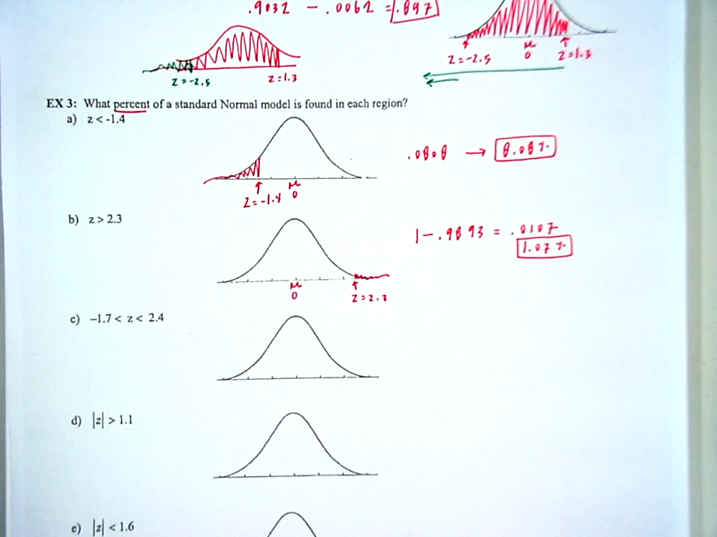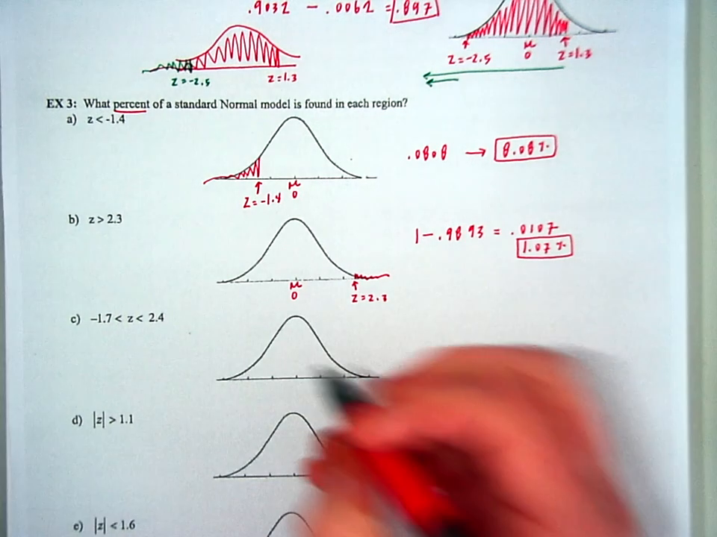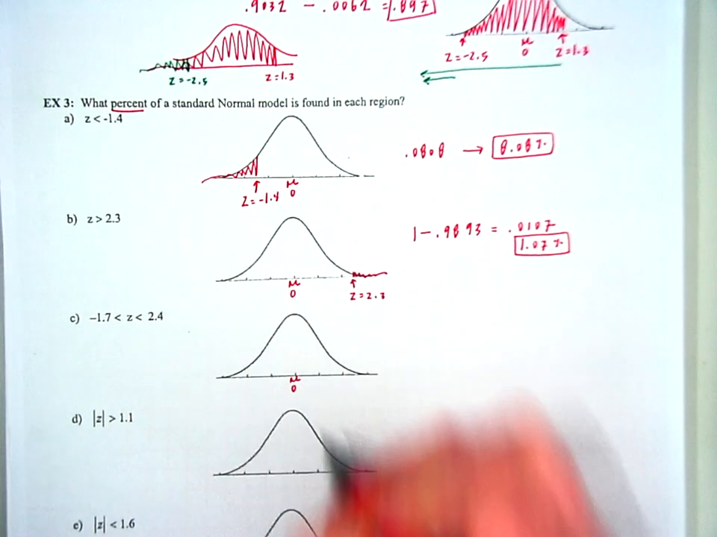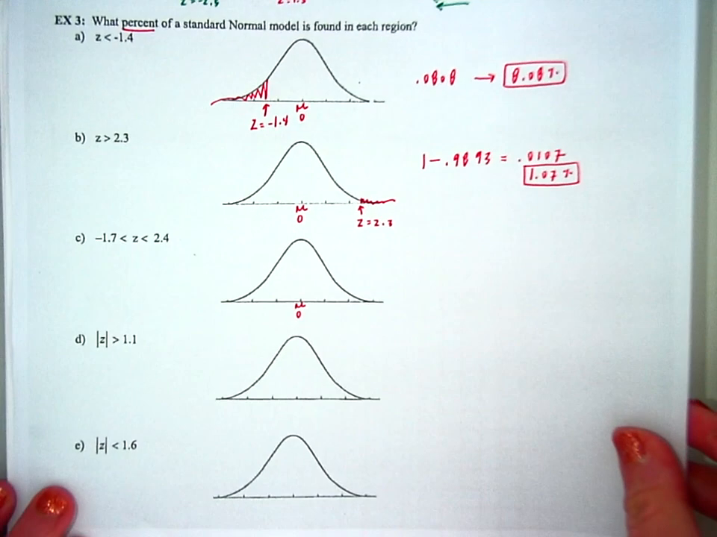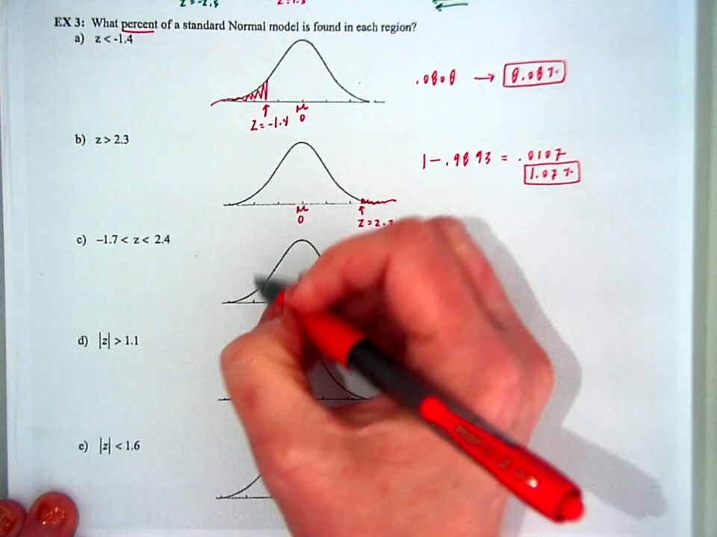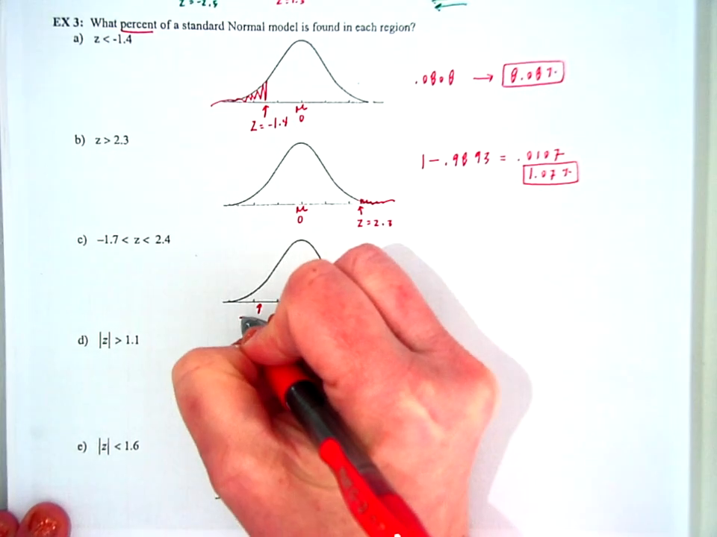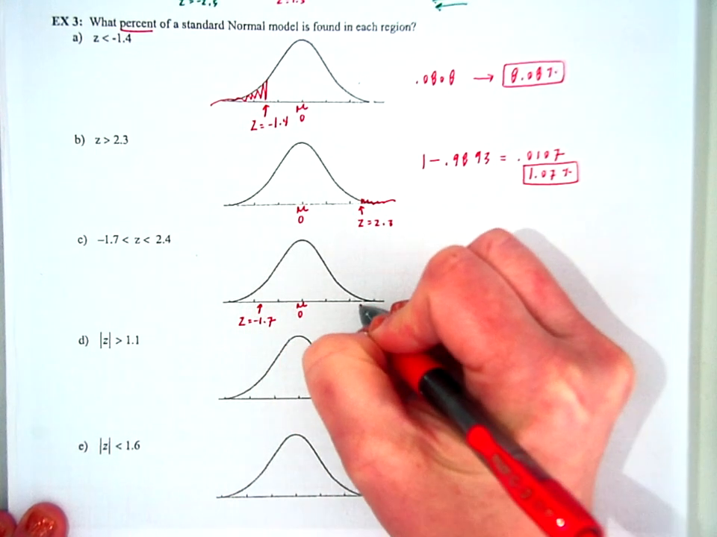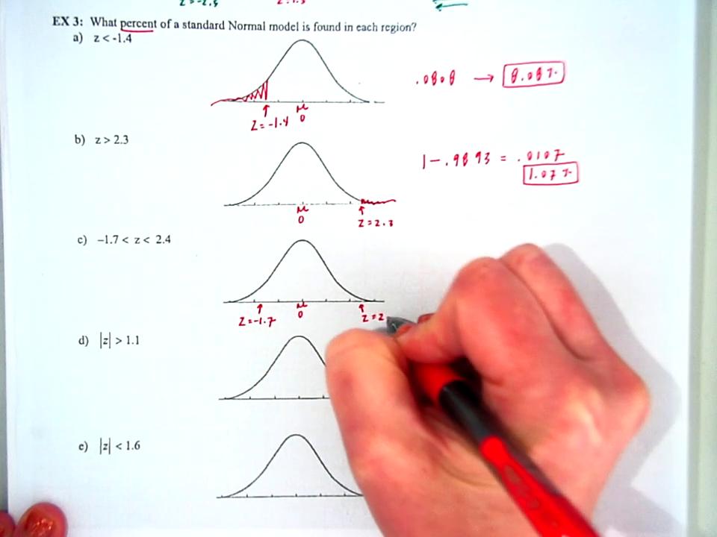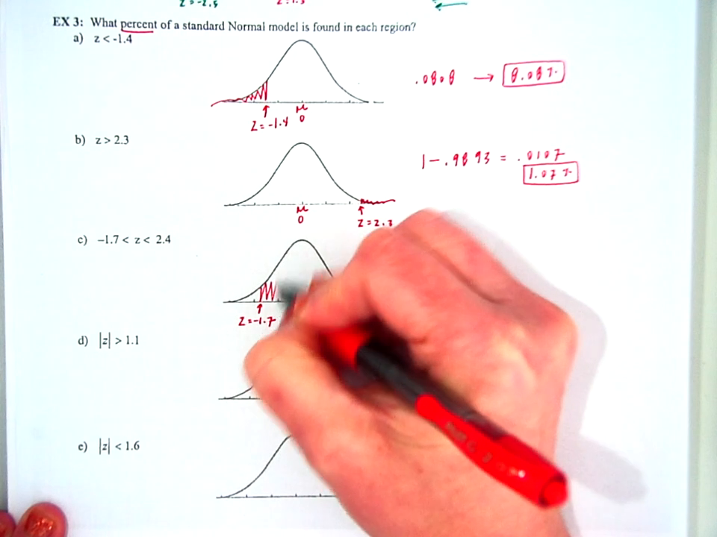Okay, next up here, I'm looking at the percent that falls in between these two markers. So let me first write the mean. There's my z-score of 0. Slide this up just a smidge to there. Okay, so negative 1.7 would be about right here. 2.4 would be about right here. And I'm looking at the in-between.